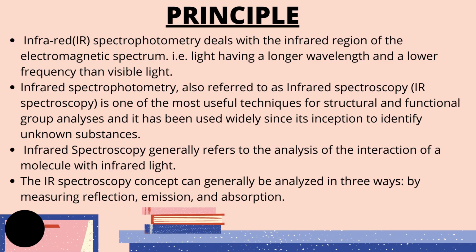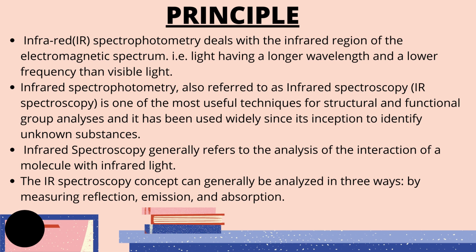Infrared spectrophotometry deals with the infrared region of the electromagnetic spectrum, that is, light having a lower frequency and a longer wavelength than visible light. Infrared spectrophotometry, which is also referred to as infrared spectroscopy, is one of the most useful techniques for structural and functional group analysis, and it has been widely used since its inception to identify unknown substances. So basically, infrared light is used to identify unknown substances.